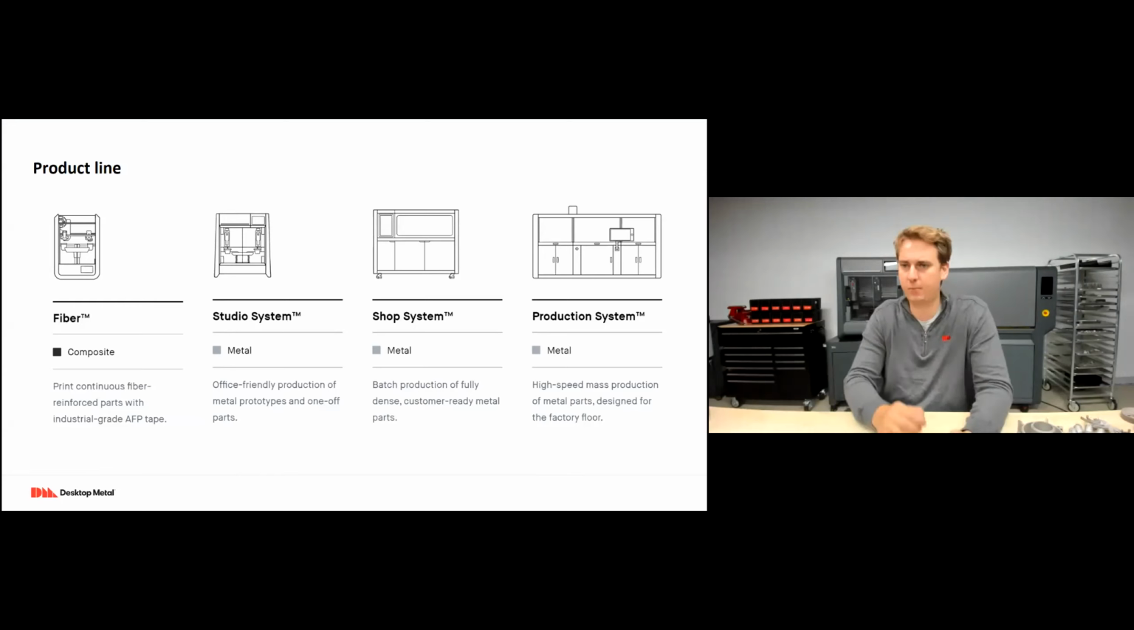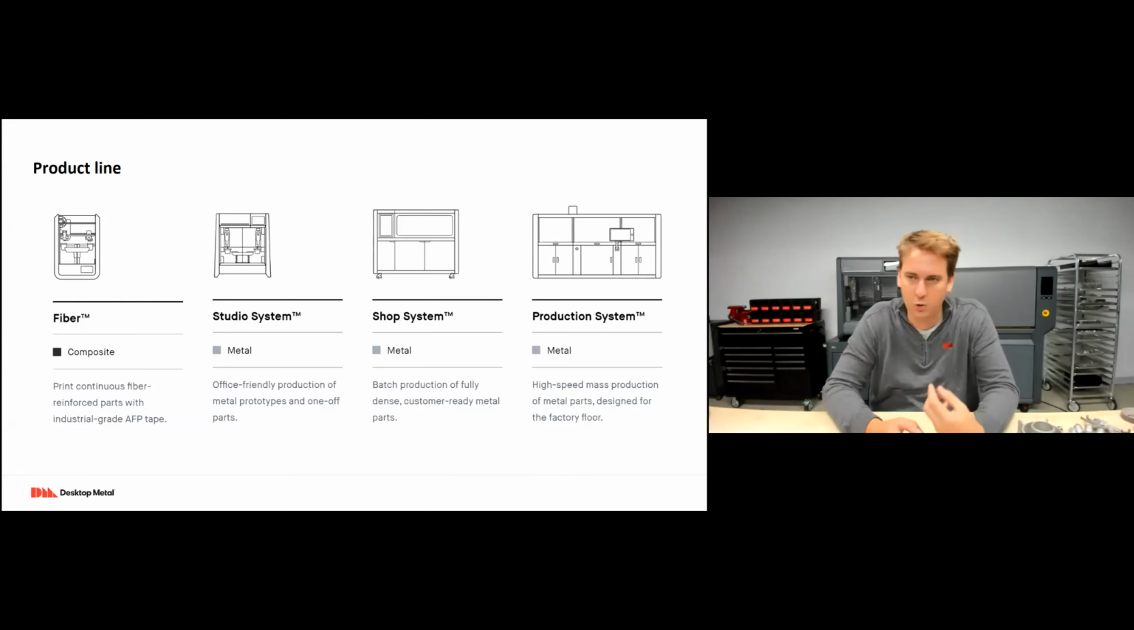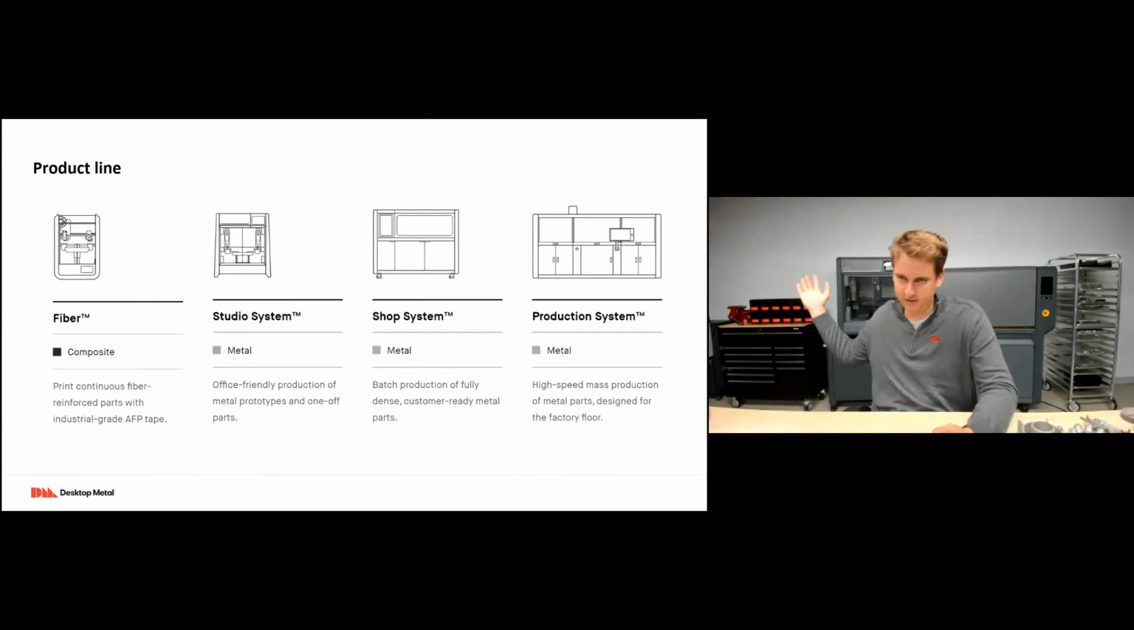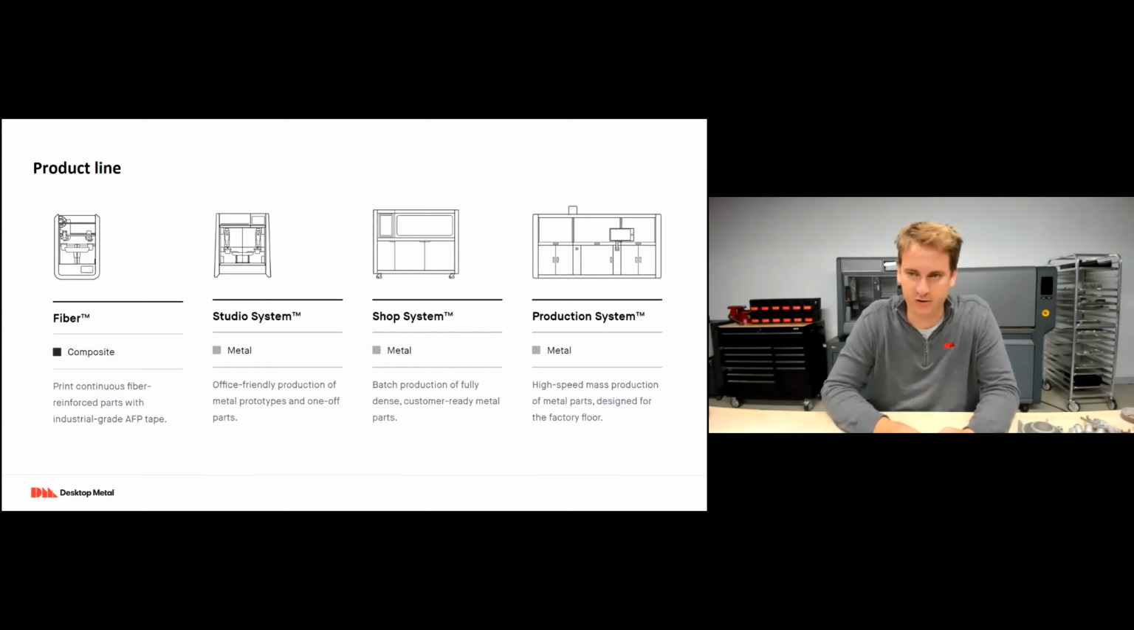We have the Studio System, which is the machine that I have behind me here. That's our really office-friendly metal 3D printer. It's great for prototyping, one-off parts, low volume, and a lot of tooling applications. It's probably the easiest way to make very complex metal parts safely in your office. My desk is just across the room over here, and this printer runs all day long right next to my desk. So super safe, super accessible, like we mentioned.